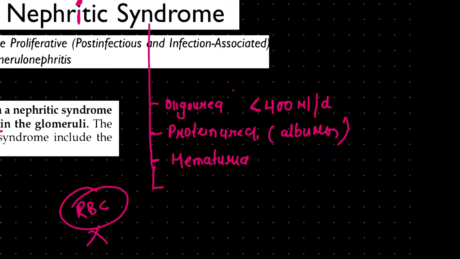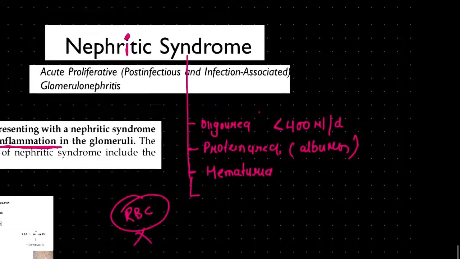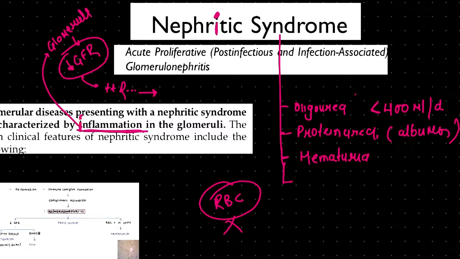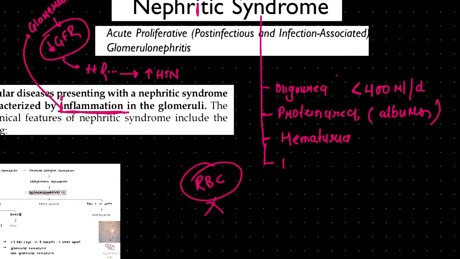Another thing we need to know is that as there is inflammation in the glomeruli, there will be a decrease in our glomerular filtration rate. As there is a decrease in glomerular filtration rate, there will be activation of the renin system. As there is activation of the renin system, aldosterone will be retaining sodium and water, and that will eventually cause hypertension. So another feature is hypertension.